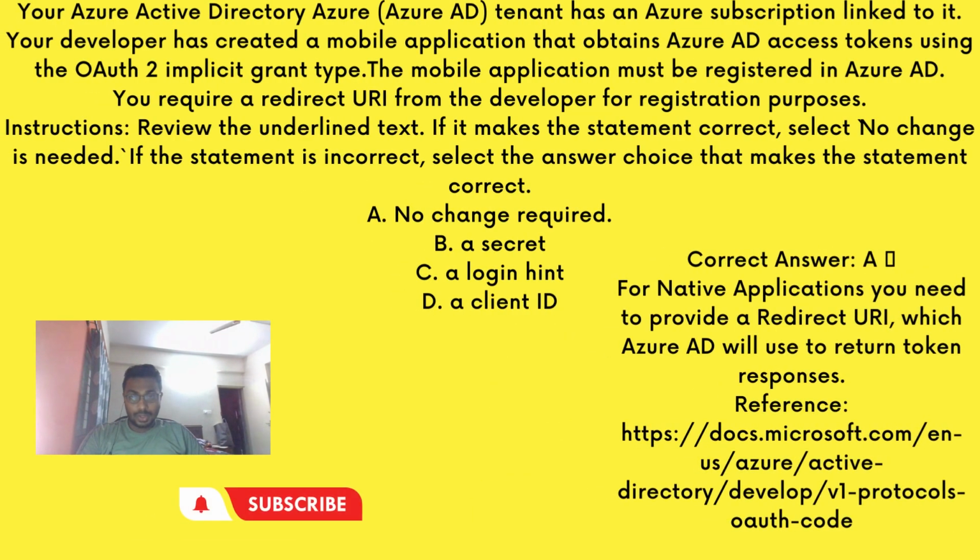Moving on to the next question. Your Azure AD directory tenant has an Azure subscription linked to it. Your developer has created a mobile application that obtains Azure AD access tokens using the OAuth implicit grant. The mobile application must be registered in Azure AD. You require a redirect URI from the developer for registration purposes. Review the underlined text. If it makes the statement correct, then select no change is required. If a change is required, select what changes are required.